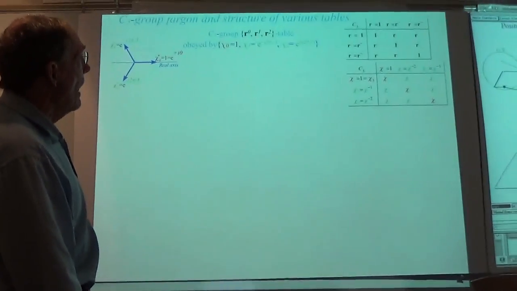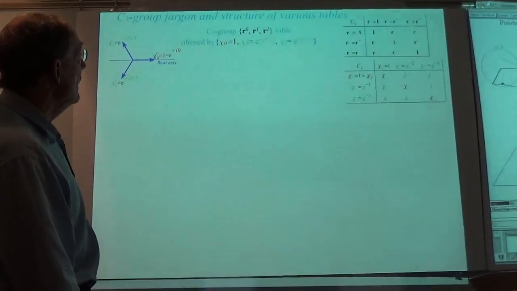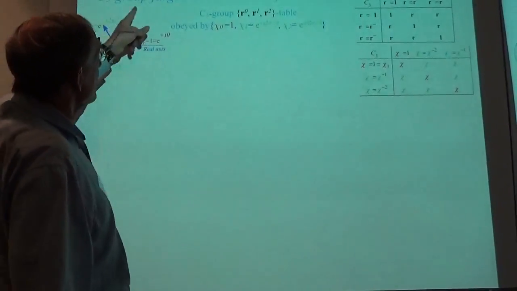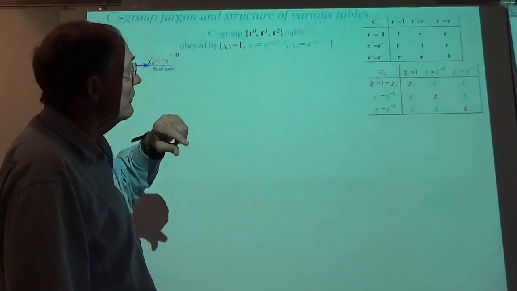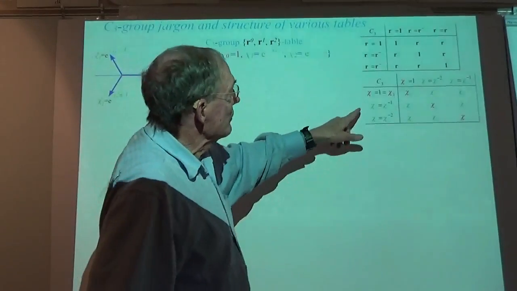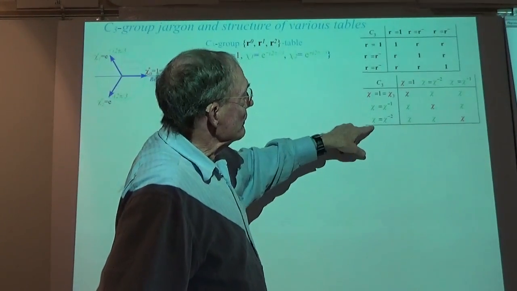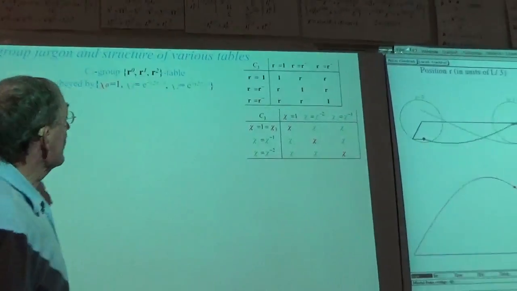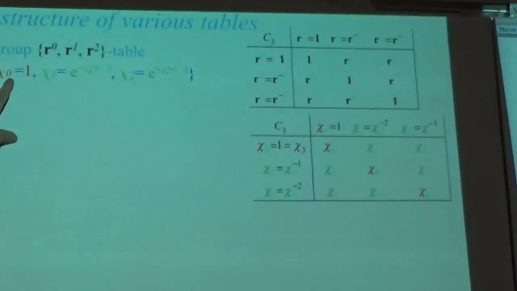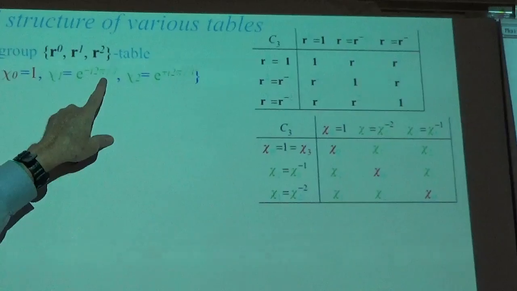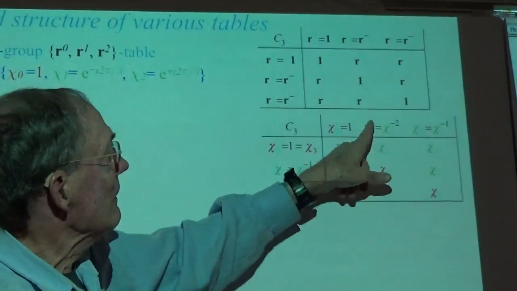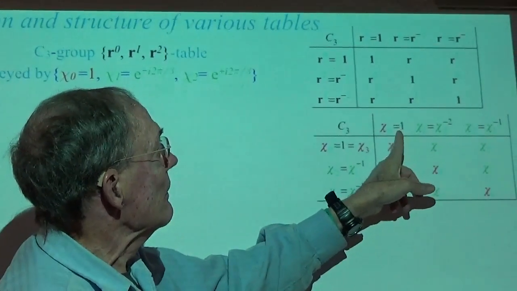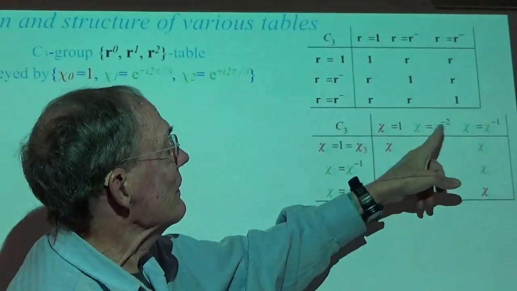Okay, let's look real quickly again at the C3 group jargon structure for various tables. Here's our character table written in several different notations. And you can see we're always talking about a chi sub m with a power p, and the power here being 0, 1, and 2.